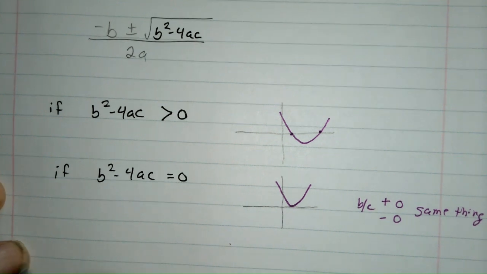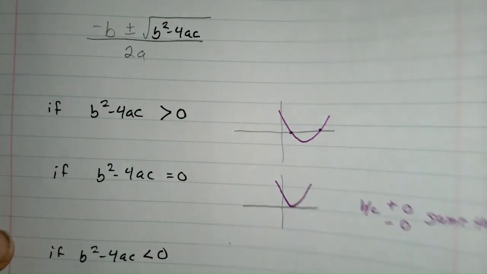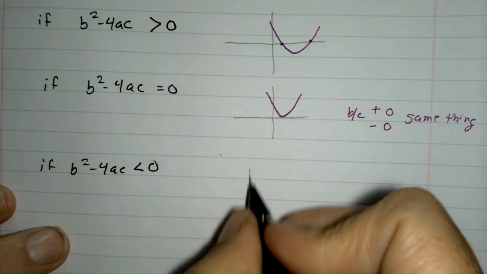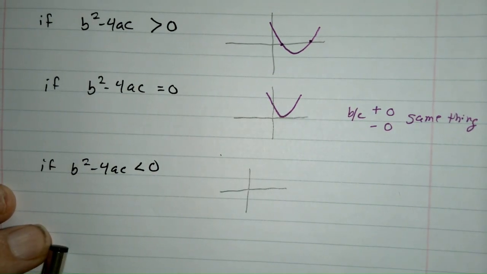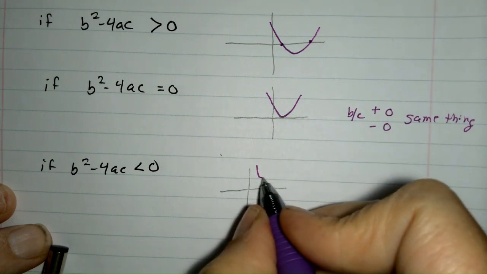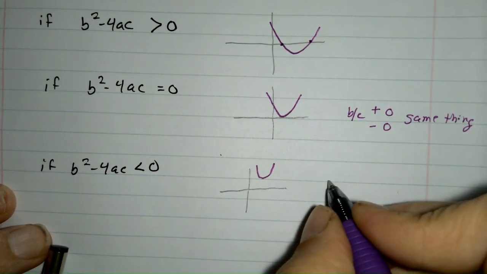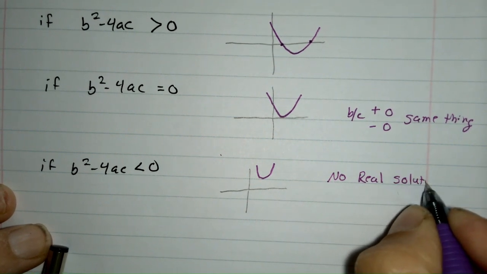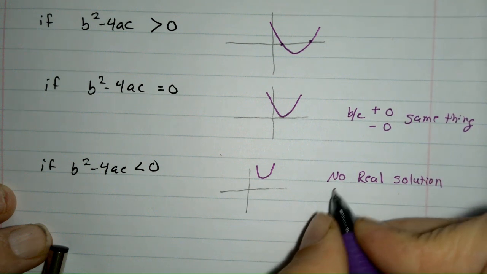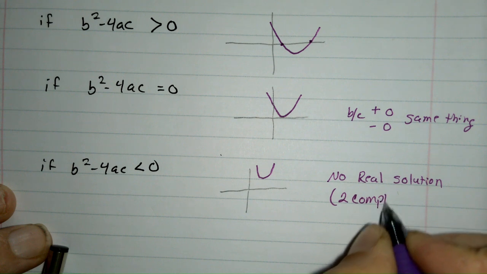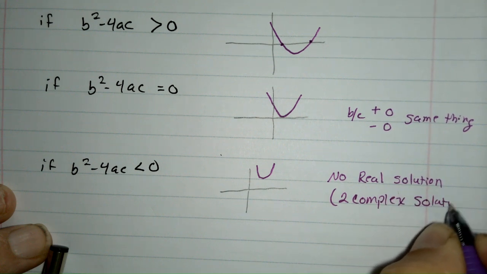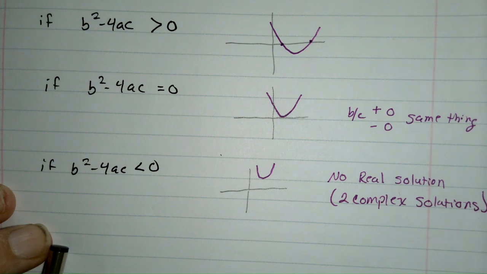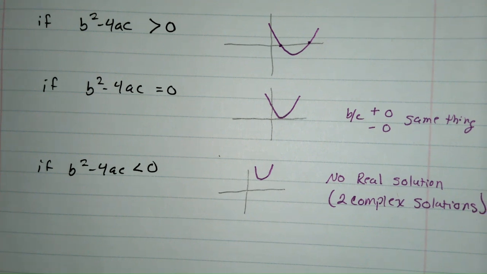And if b squared minus 4ac is less than 0, your quadratic equation is not actually going to cross the x-axis. Okay? There is no real solution, or two complex solutions. And we're always searching for two solutions because it was an x squared graph.